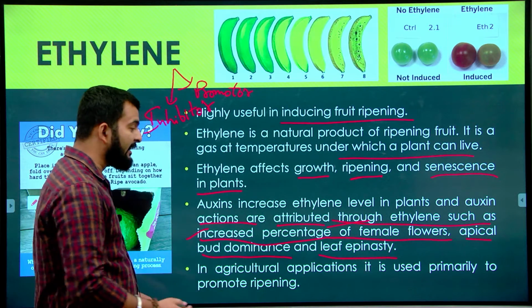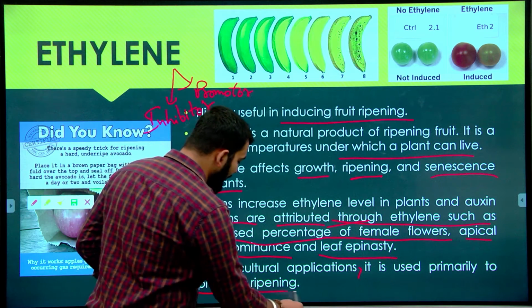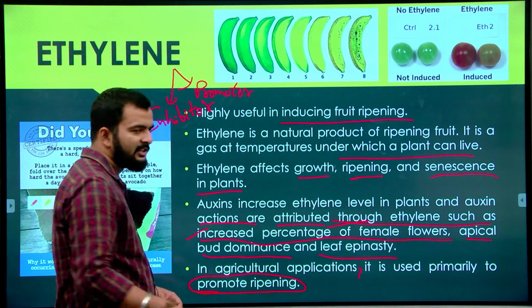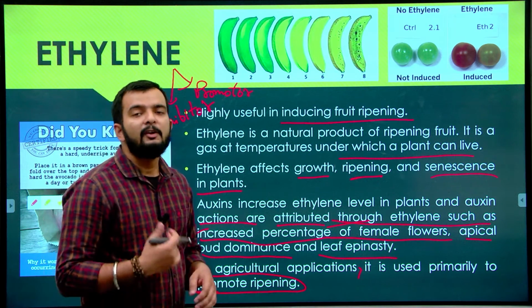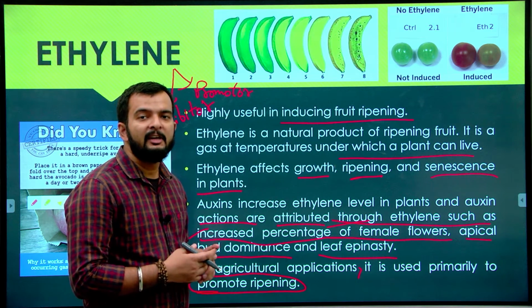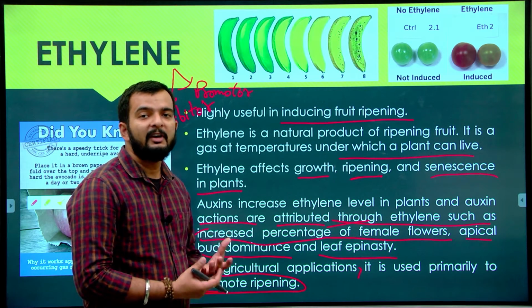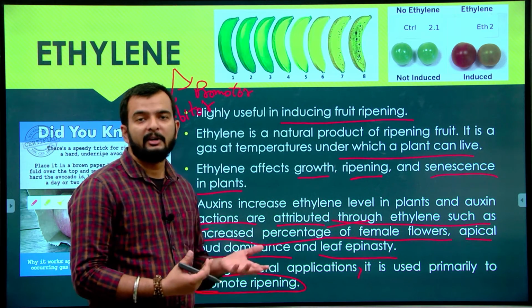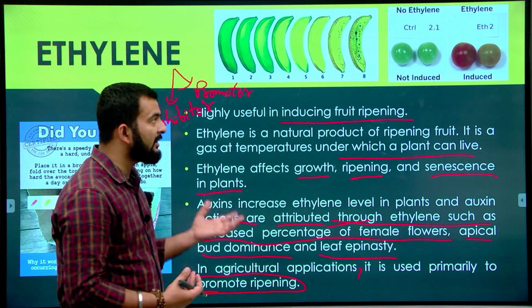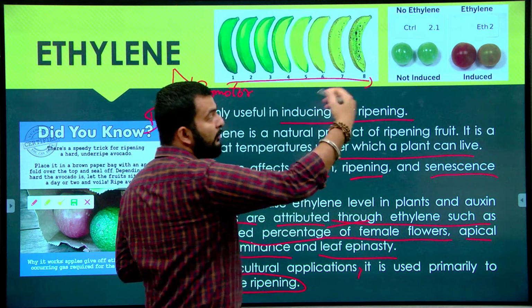Then in agriculture application, it is used primarily to promote ripening. So, the main application for farmers of ethylene is to promote ripening, although it can be used both as a promoter and as an inhibitor. If ethylene is applied on the roots, it will prevent the growth of roots, or it will inhibit it up to a certain level. But the main use of ethylene is fruit ripening.